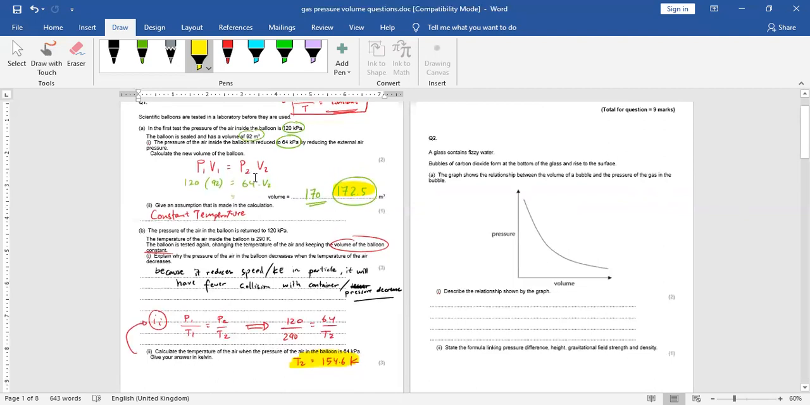All right, anything to ask? Number 1, if you don't have anything to ask, we're going to continue with number 2 here.